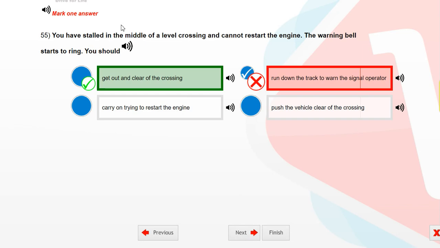You have stalled in the middle of a level crossing and cannot restart the engine. The warning bell starts to ring. You should get out and clear of the crossing.